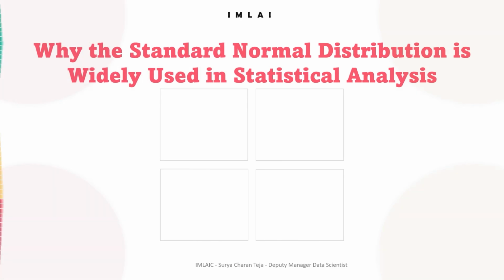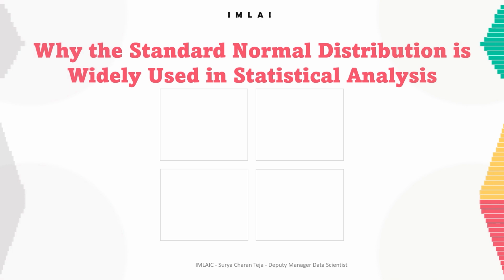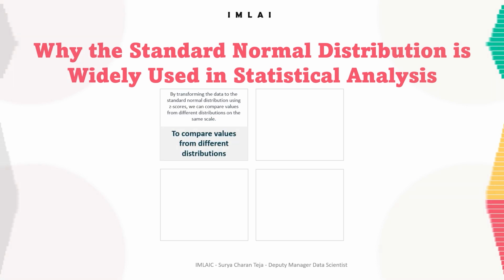The answer is here. We use standard normal distribution for several reasons in statistics and data analysis. Here are some of the main reasons. The first one is to compare values from different distributions. When working with different normal distributions with different means and standard deviations, it's difficult to compare the distributions directly. By transforming the data to the standard normal distribution using Z-scores, we can compare values from different distributions on the same scale.